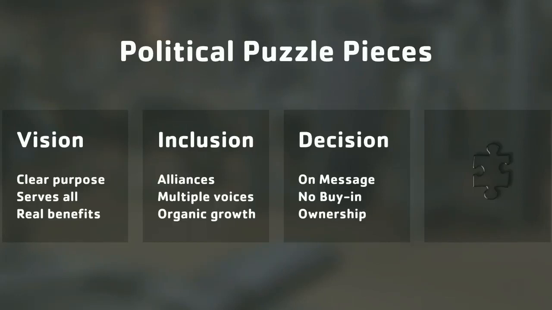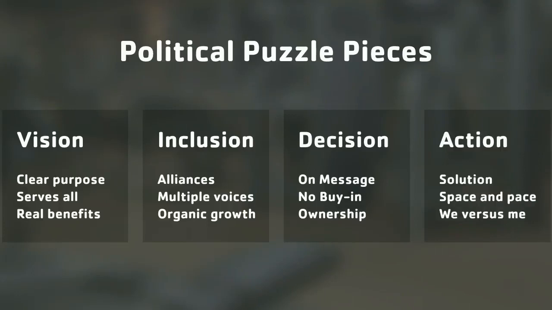Finally, the decision-making has to be very clear. We need to be on message. There's no buy-in. There's no money that people have to spend to get on OpenY. And then we need to make sure that we're action-oriented and that we're taking a we versus a me approach. Our solutions need to work for all, not just me in the Twin Cities. It has to work for all YMCAs.